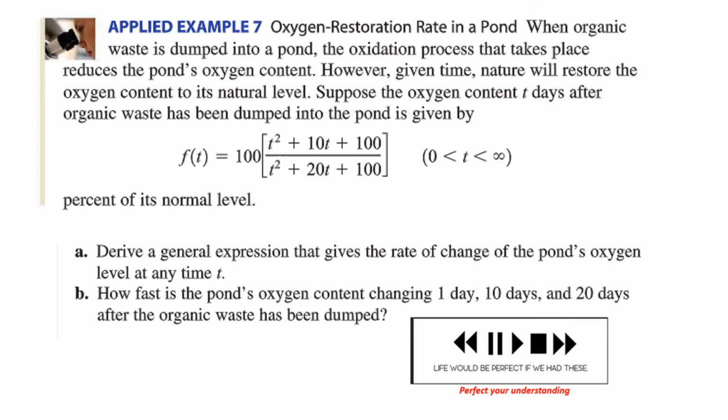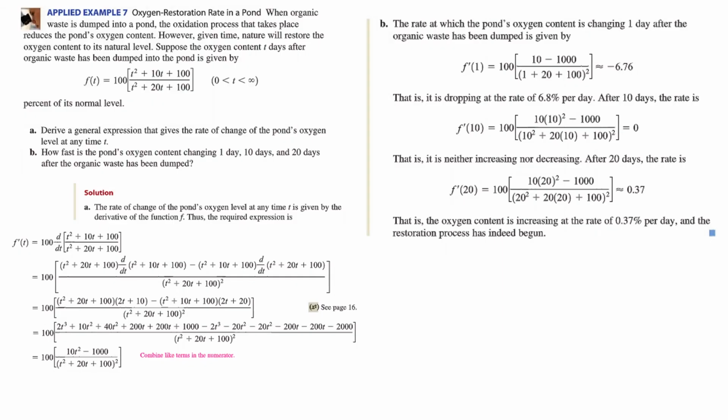Let's see how you did. So the 100 can be pulled through, and then I take the derivative of the quotient, so it's going to be denominator times derivative of the numerator, minus numerator times the derivative of the denominator, all divided by the denominator whole squared. Notice we're taking the derivative with respect to t. So the derivative of this quadratic is 2t plus 10. The derivative of this quadratic is 2t plus 20. So we've got some simplification to do, but this can be simplified down to this being the answer in simplified form.